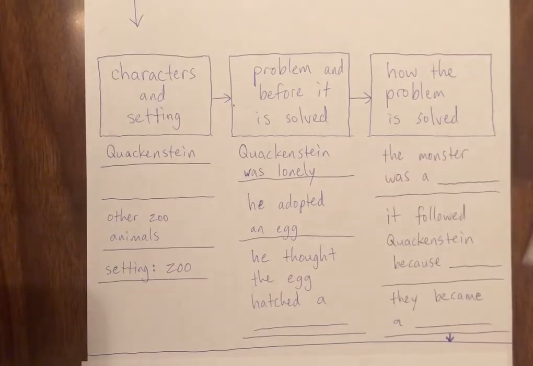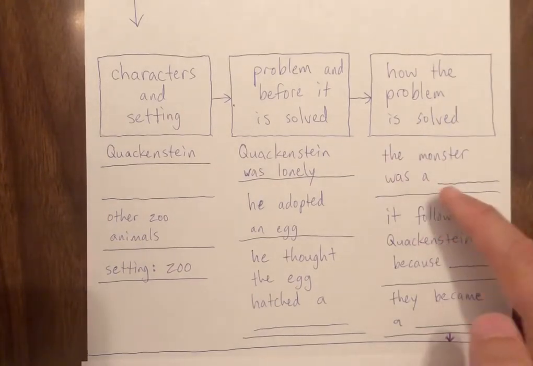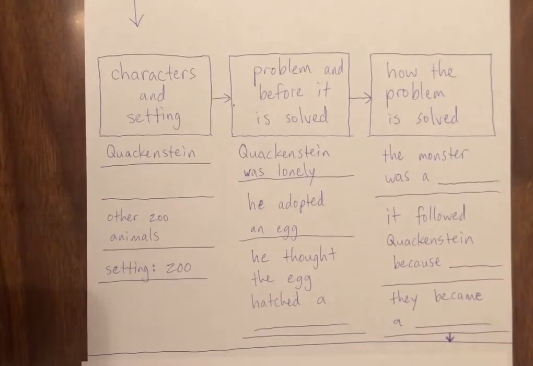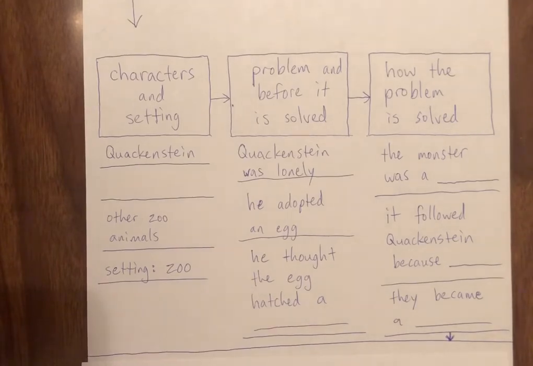How the problem is solved. The monster was what? What did it turn out to be? It followed Quackenstein because I left a blank. Why did it follow him? And then they became a blank. So that one has the most blanks for you to fill in.